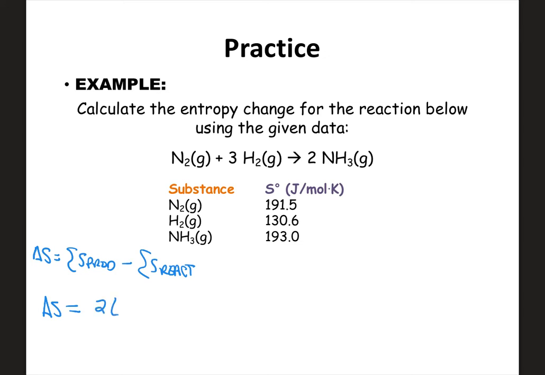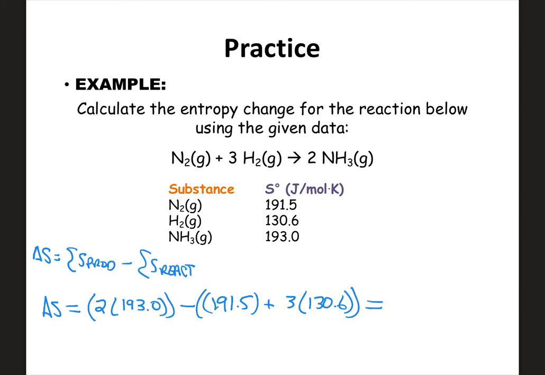So it's going to be 2 times the 193 here. That's our only product that we have. All right, minus all of the reactants here. I notice that my first reactant is N2, and there's just one of them. So it's going to be 191.5 plus the H2, but there's 3 of the H2. So it's going to be 3 times the 130.6, and that's going to be both of the reactants here. So remember, it's all of the reactants together. So all the products minus all the reactants.